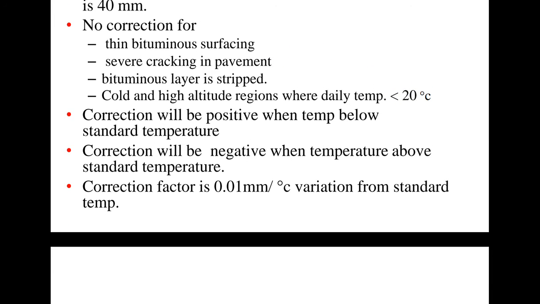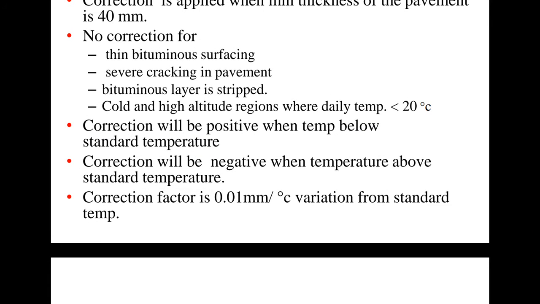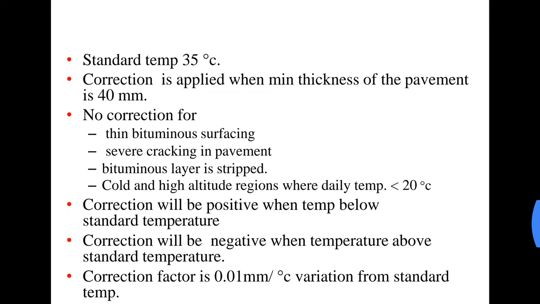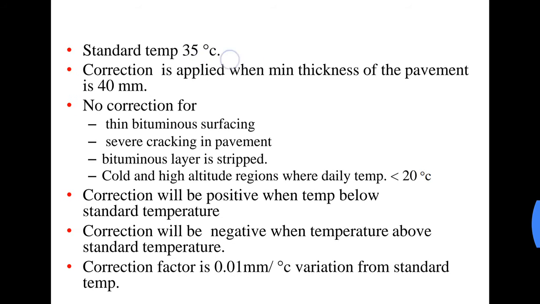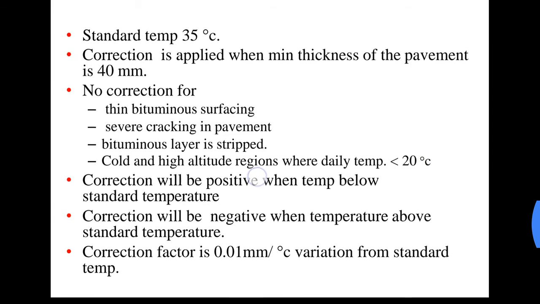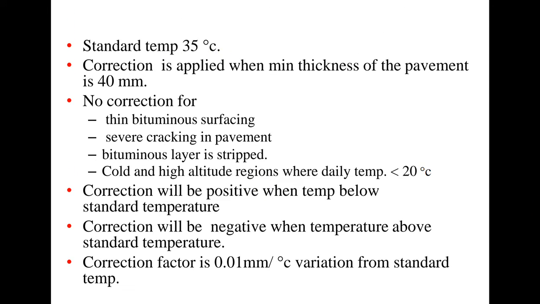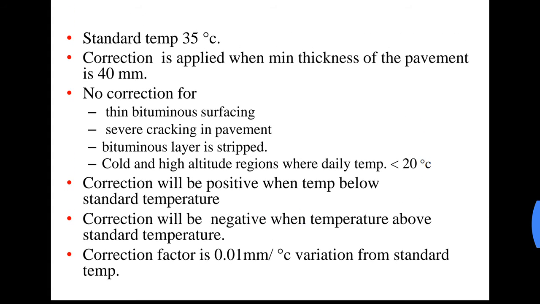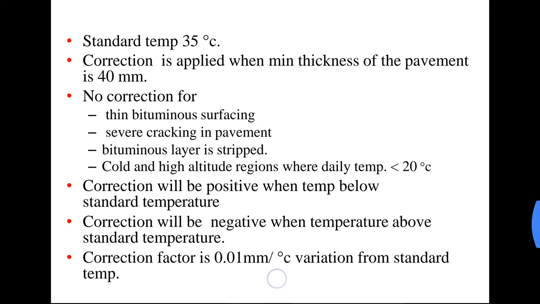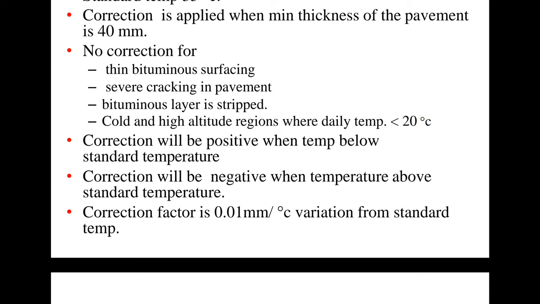Correction will be positive when the temperature is below standard temperature. So if the temperature of the pavement is below 35 degrees centigrade, the correction applied is positive, and if the temperature is above the standard temperature, the correction applied is negative. So what is the correction factor? It is 0.01 mm per degree centigrade variation from standard temperature.